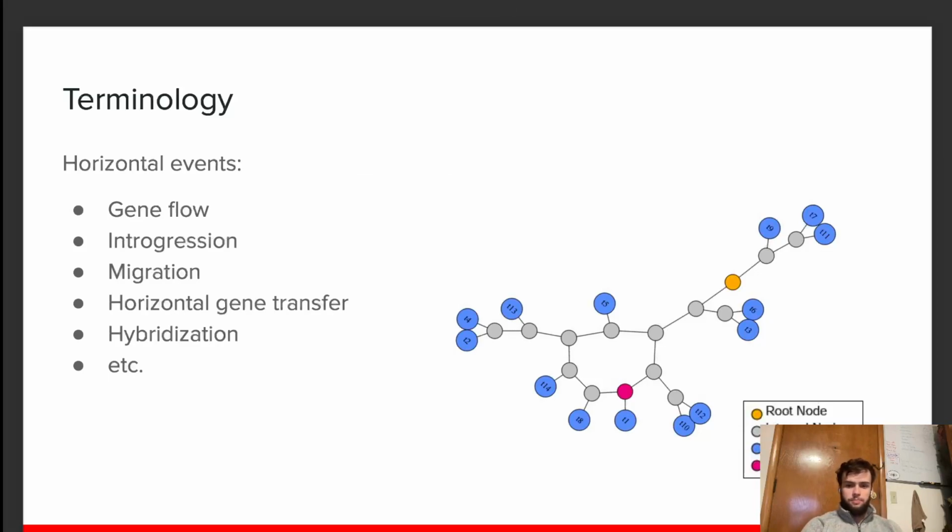Additionally, just to give some more background on what horizontal events are, there are a bunch of different non-vertical or horizontal evolutionary events that can happen between species, including gene flow, introgression, migration, horizontal gene transfer, and hybridization. This is not an exhaustive list, but again, anytime we refer to a hybrid node, that's referring to something representing one of these horizontal events.